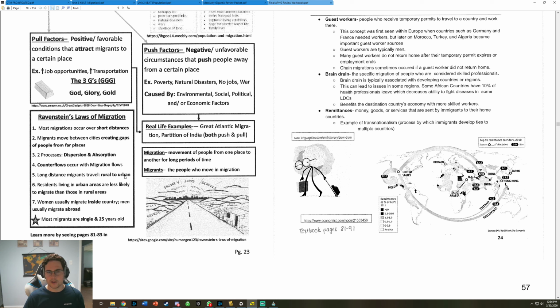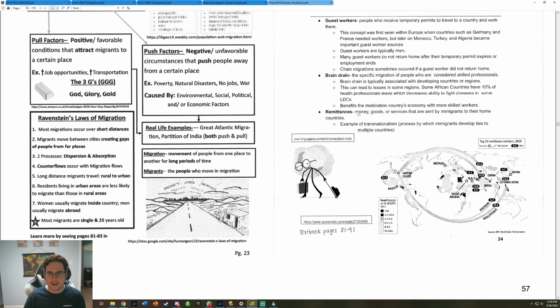Most people go from rural areas to urban areas. Why? Economic opportunity. There are going to be a lot more jobs in a big city compared to a 5,000 person town. And most migrants are single and around 25 years old. Think about this one: traveling with kids, or traveling when you're old, is difficult. Maybe you have health problems. Kids are another mouth to feed, an economic burden. So most people will go by themselves, work for a little bit, send remittances back, and then their family will come over a little later.